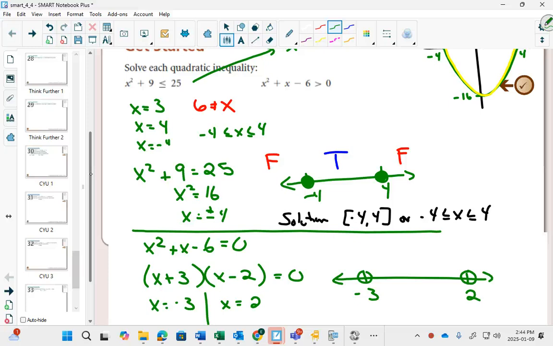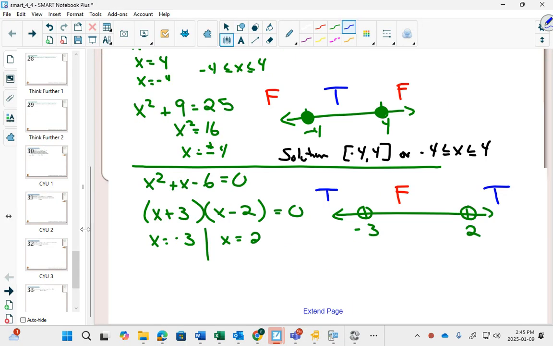I always like to use 0 as my first test point. Mental math is really pleasant. If you plug in 0, you get 0 plus 0 minus 6. Is minus 6 greater than 0? No. So the middle section here is false. If I try something bigger than 2, like 3, 9 plus 3 minus 6 is 6. This is true. And similarly, if you plug in something less than negative 3, like negative 4, 16 minus 4 minus 6 is 6. This is also true.